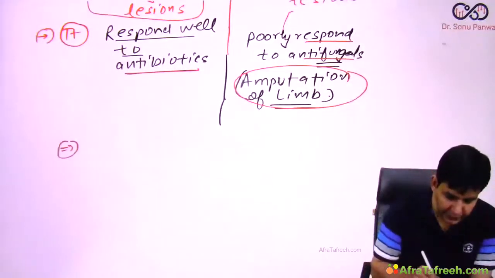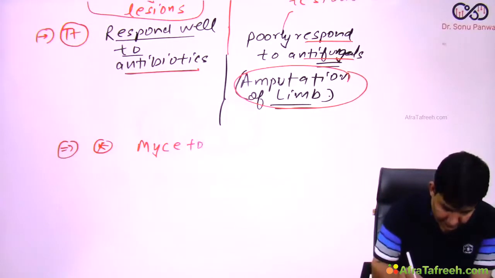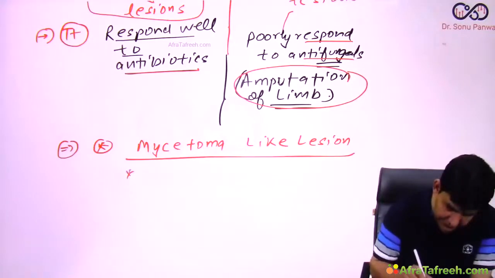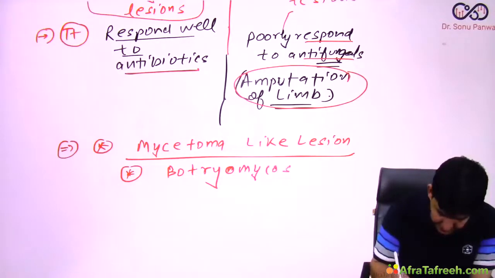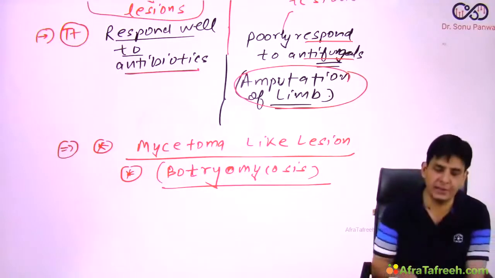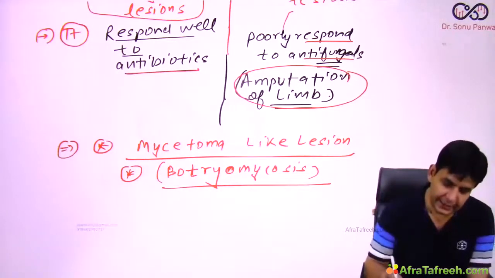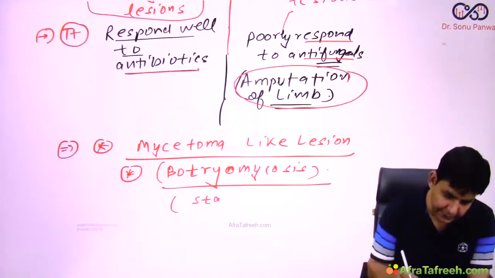One more thing you need to remember here, one more which looks like a mycetoma-like lesion. Mycetoma-like lesion, as a star note you can write, that is termed as botryomycosis, which is actually not mycetoma, but it looks like mycetoma. Botryomycosis, that is a mycetoma-like lesion, botryomycosis. And this botryomycosis is mainly caused by Staph aureus.